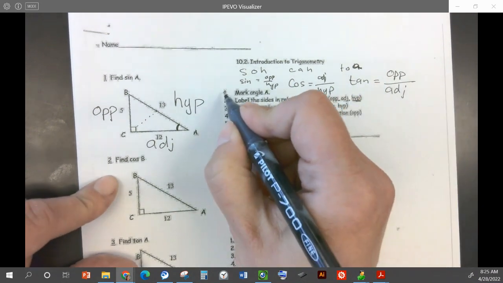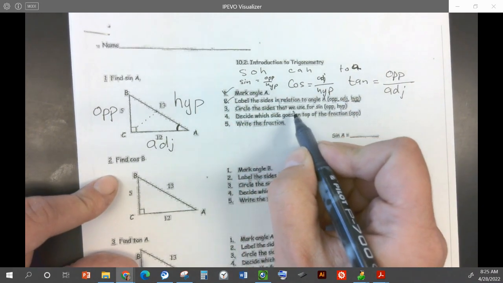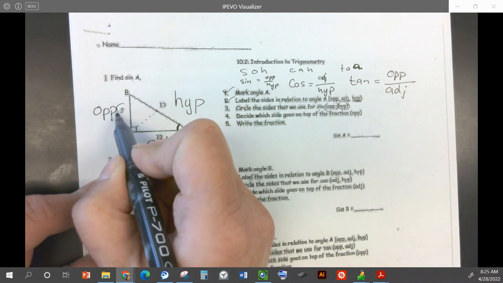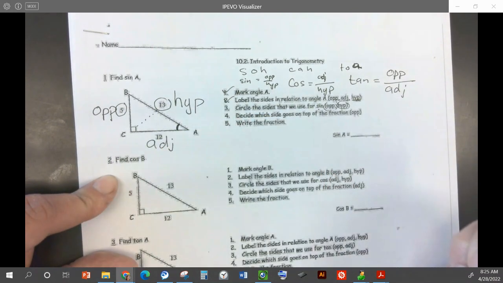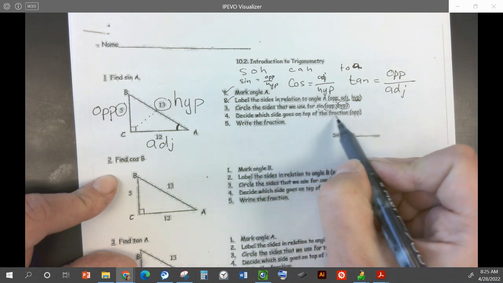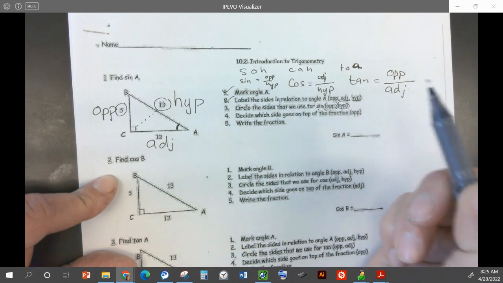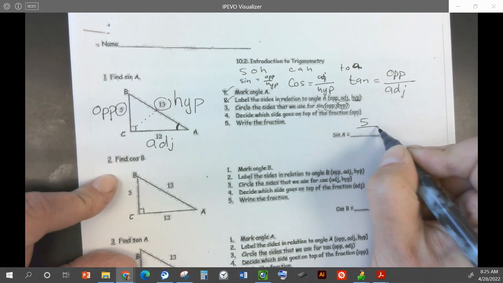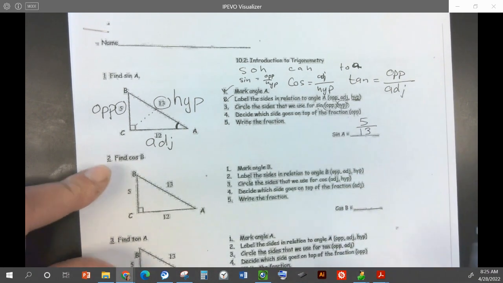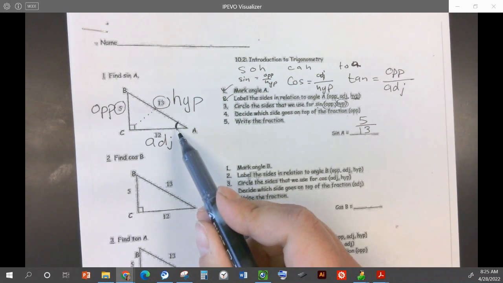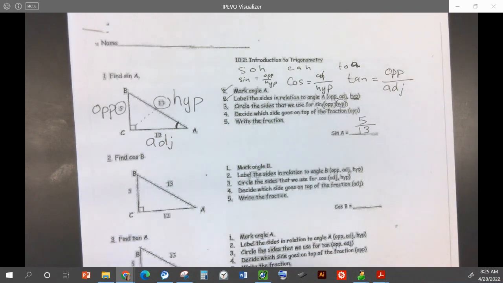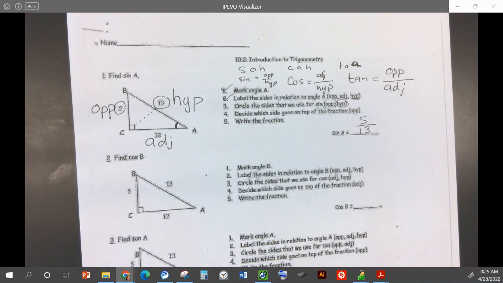Okay, so we've got number 1, we've got number 2. Circle the sides that we use for sine. So we need the opposite side and the hypotenuse. So we need 5 and 13. Just decide which side goes on top. So that's opposite over hypotenuse. The opposite goes on top, 5. And the bottom one is the hypotenuse. So 5 over 13. So the sine of this angle is the opposite over the hypotenuse. Okay, questions on that? We're doing okay?